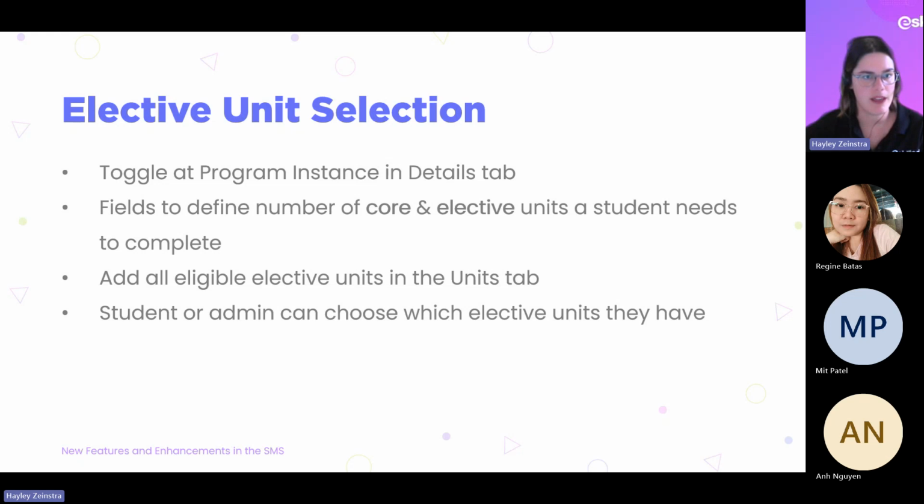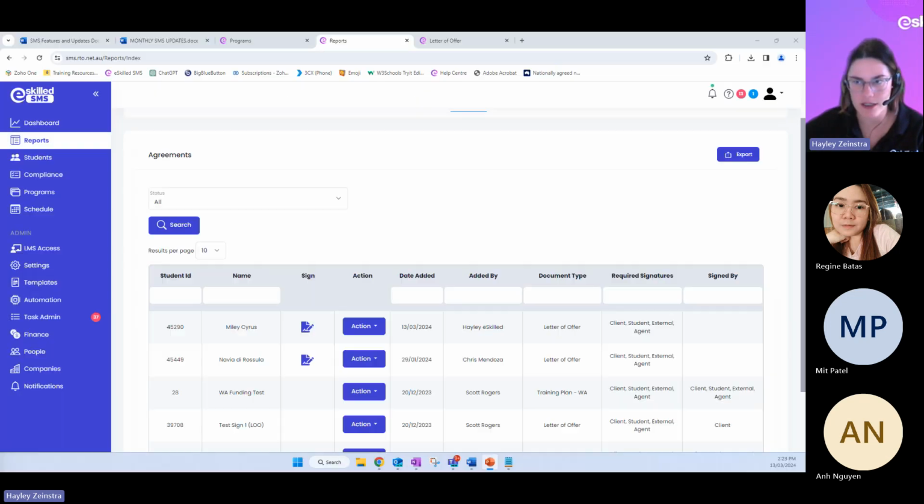With that setup done and with that in place, your students or your administrators, depending on who's processing and putting that enrolment in, they can choose which electives they'd like to do. So again, let's go and see that in practice in the eSkilled system.